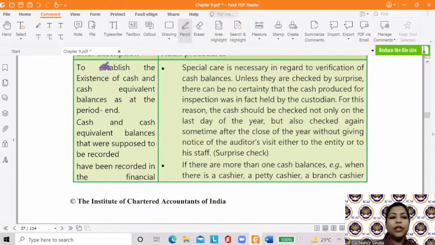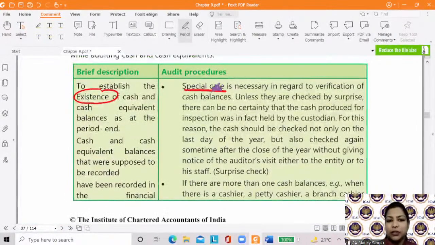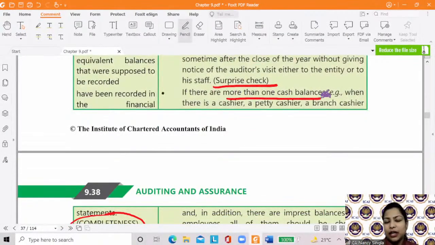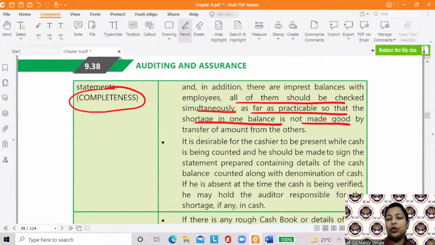तो क्या क्या कर सकते हो in order to see the existence, ठीक है, and in order to see the completeness, ऑडिटर क्या क्या कर सकता है, the following audit procedures. First of all, special care किसको, that there should be what, surprise element should be there, है ना, surprise check should be there, ठीक है. Then if there are more than one cash balance, example cashier, petty cashier, branch cashier या imprest balance है, all of them should be checked simultaneously as far as practicable, so that shortage in one balance is not made good by transfer of amount from the others, ठीक है.